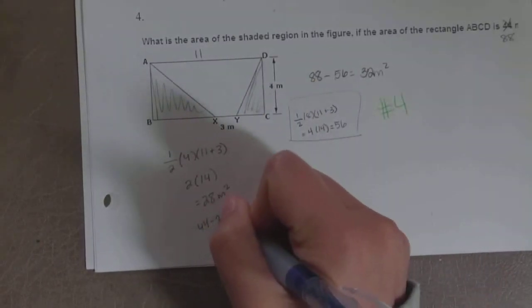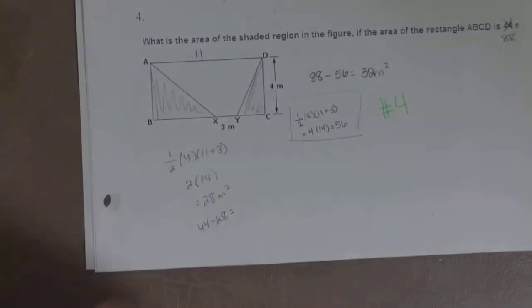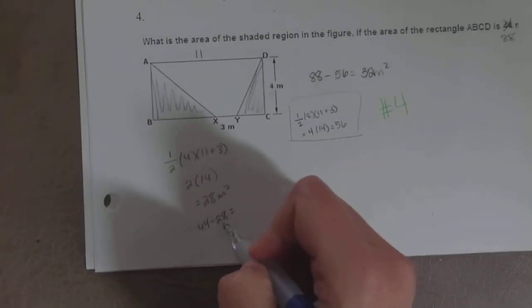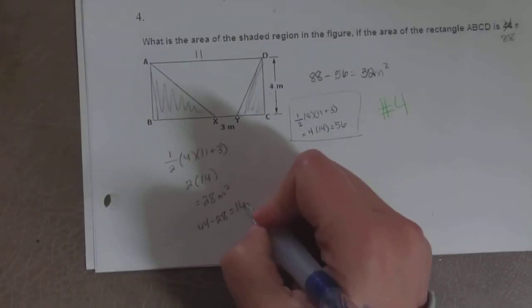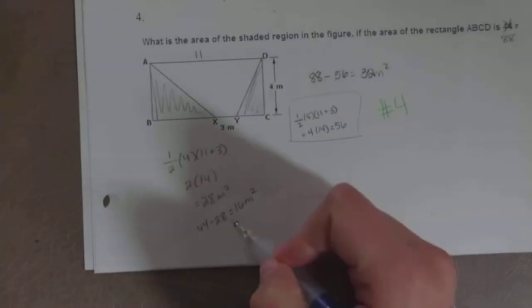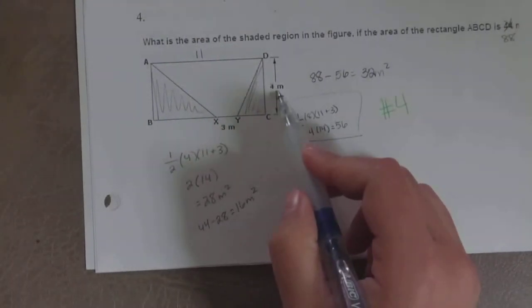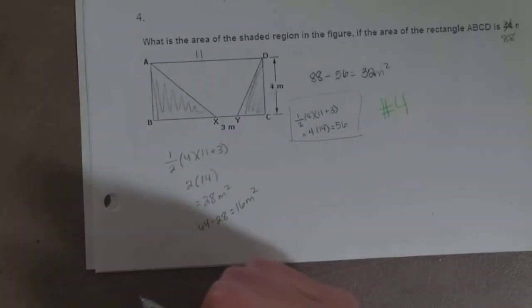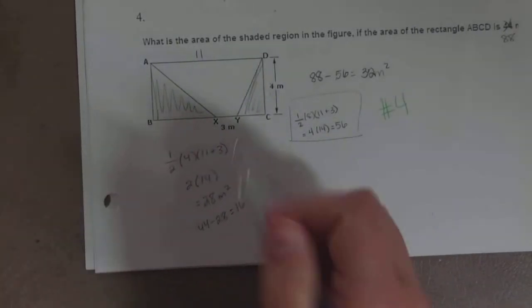So I want the area of the shaded region, so then you have to take your 44 minus 28 to get what's left, and that's 16. So that will be your final answer. I think I changed that because I put the problem on the chalkboard and it just, for some reason, made more sense. Oh, there you go.